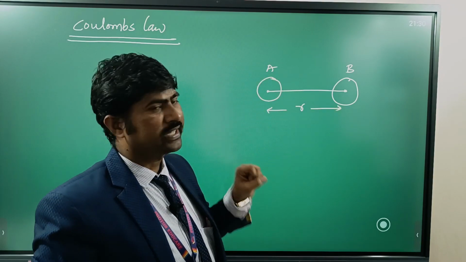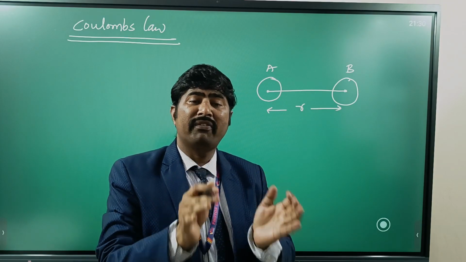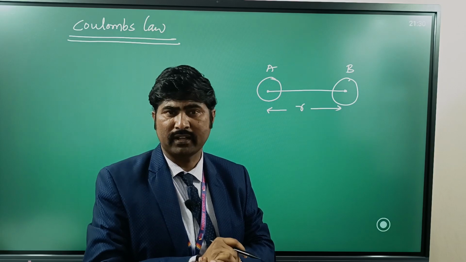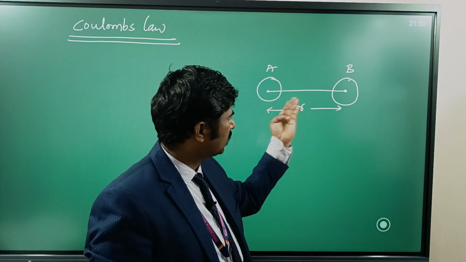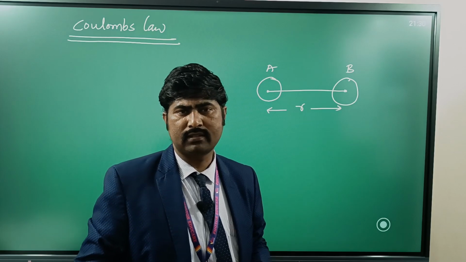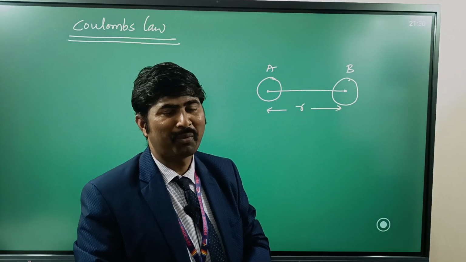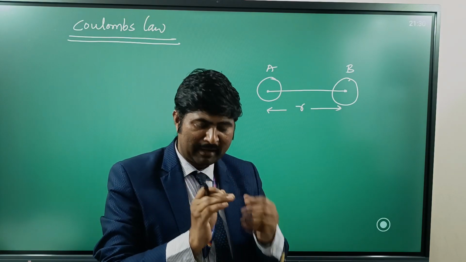So what Coulomb says is that there exists a definite amount of force present between the two charged spheres. These are the two charged spheres. Either you can take both as positive charge or both as negative charge, or one positive and the other negative, no matter. So I will take one example.